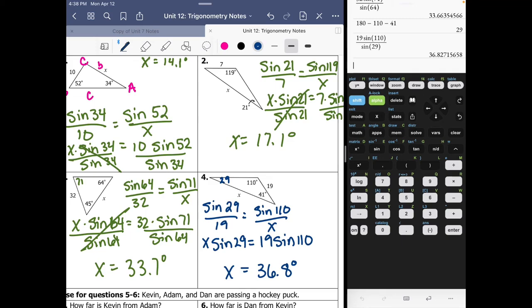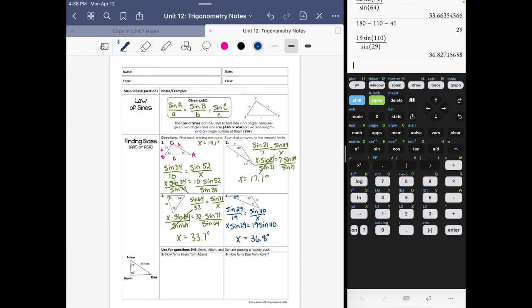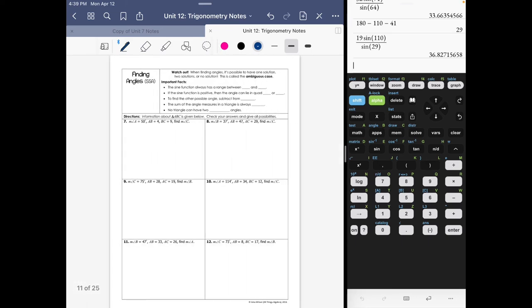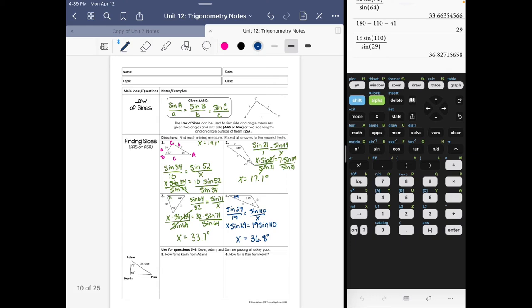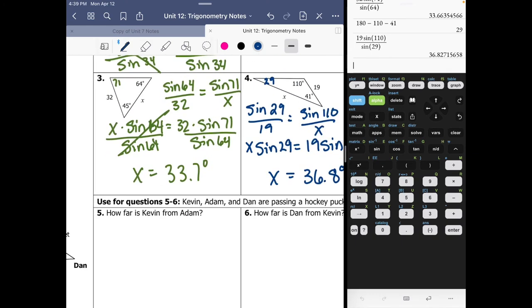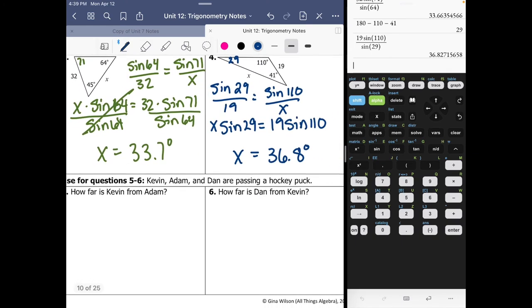Okay, so those are the two different ways to use law of sines with your angle side angle and your angle angle side. So you have two angles and a side, either the side in between them or the side after them. All right, 5 and 6 are also going to use angle angle side and angle side angle. And then the next page that I'll do in the next video is where we switch to side side angle, which is different.